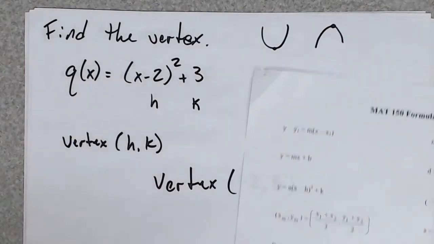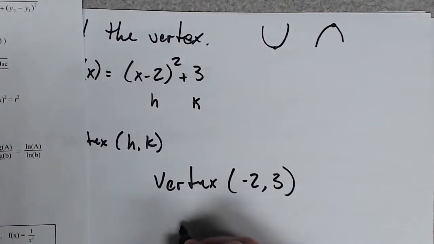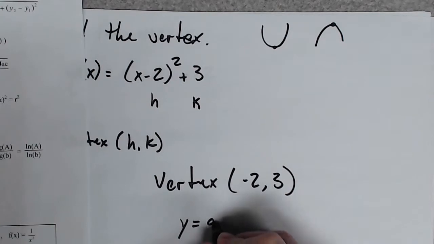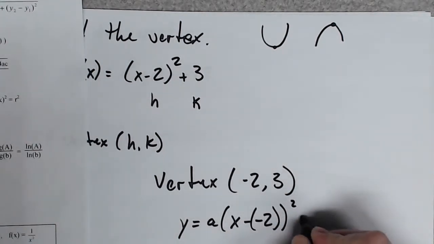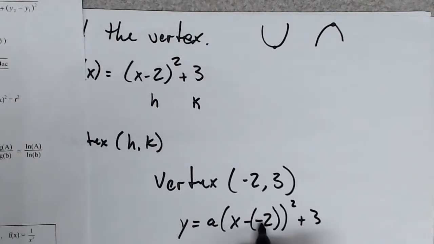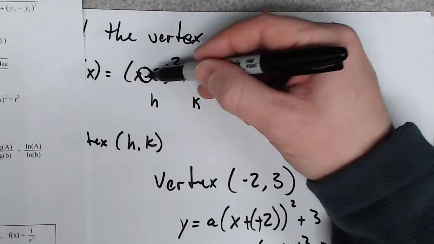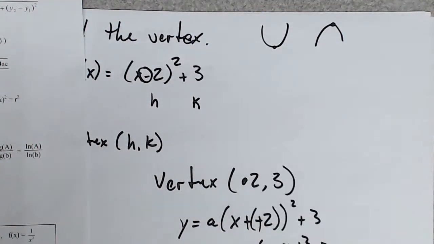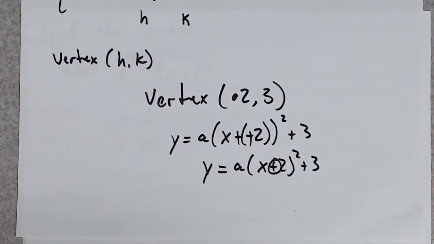Well, let me work this in reverse then. If that vertex was negative 2, 3, and I put it in that vertex form, what happens when there's a negative and a negative? It's plus. And that's not what we're given, right? We're given a negative there, not a positive. So that value is not going to be negative 2. It would be a positive 2.